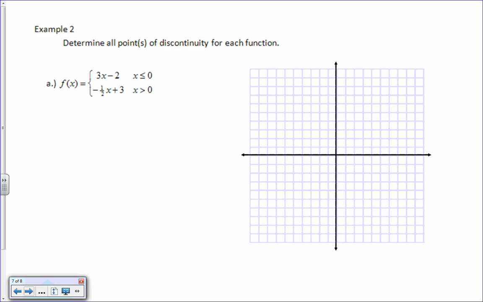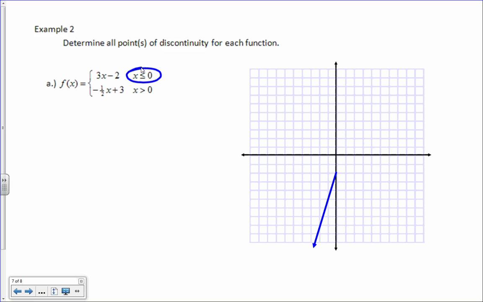So let's determine all points of discontinuity for each graph. Hey, piecewise, everybody's favorite. Both of these graphs are what? They're lines, right? They are linear. So this one here, we graph it as x is less than or equal to 0, or in other words, when x is 0 or negative, correct? And it's 3x minus 2. So the y-intercept is negative 2, correct? And it has a slope of 3. But I only do it when it's negative, so I'm hoping I actually hit it. There we go. Something like that.